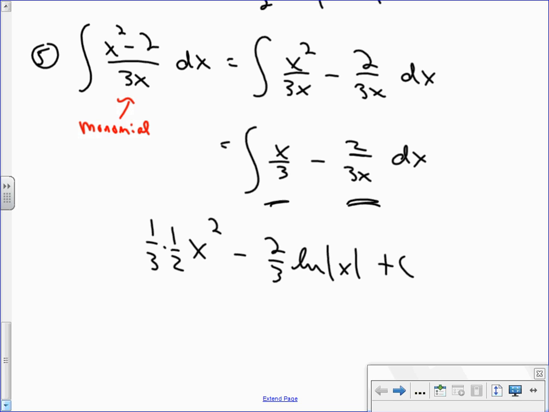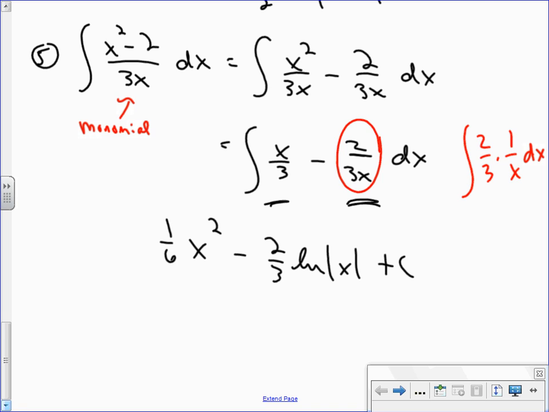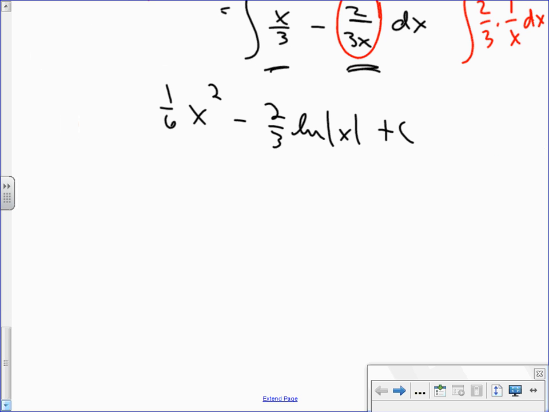Follow? You want to really try to recognize these simple ones like here. So that's the integral of 2/3 times 1/x. Seeing it that way might make it a little bit easier to recognize. And it's new, so it takes a little time. So this 1/3 times 1/2 is 1/6.